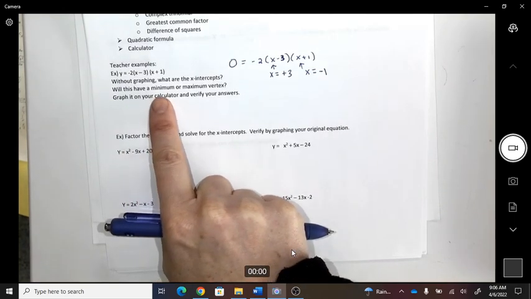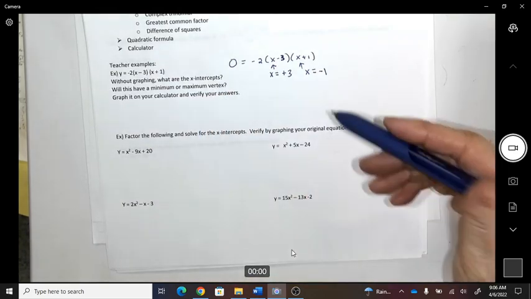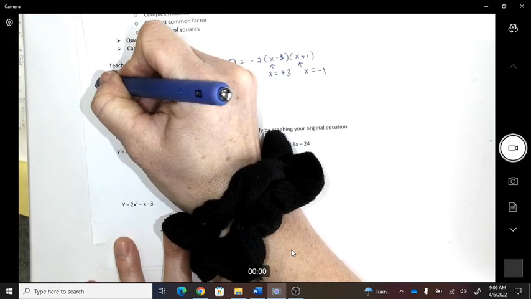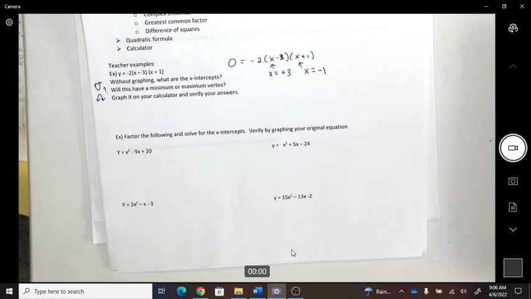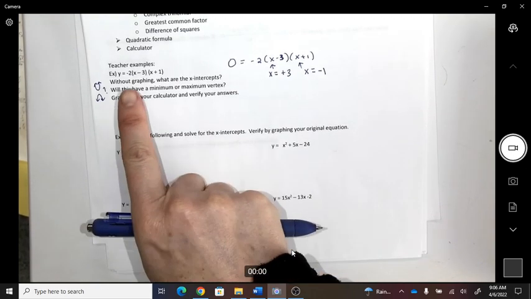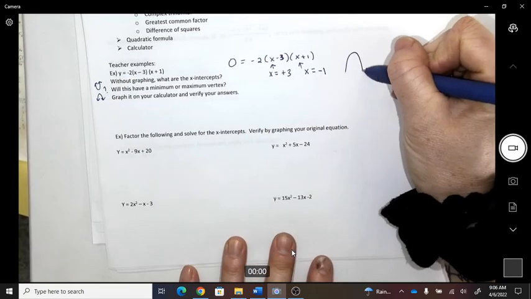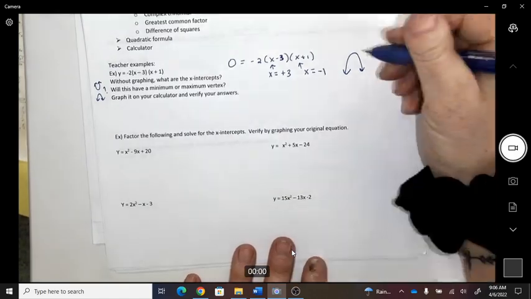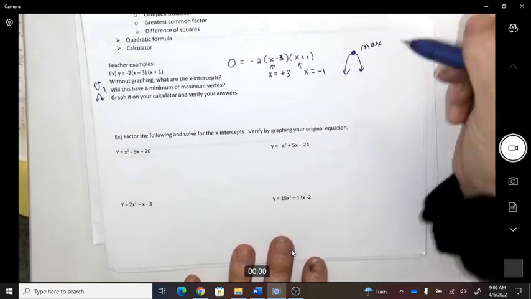Will this have a minimum or a maximum vertex? So which way does it open? Do you know which direction it's going to be opening in? What am I looking for? I'm looking for the number that multiplies in the front. So what's the number multiplier? A -2. So therefore this opens down, which means the vertex is going to be a min or a max? It'll be a max.